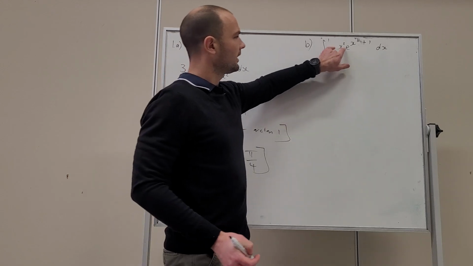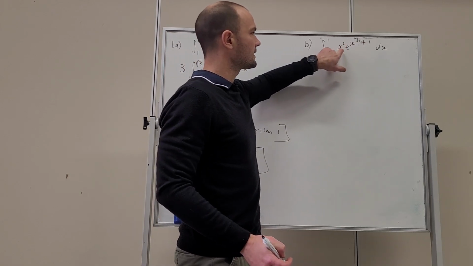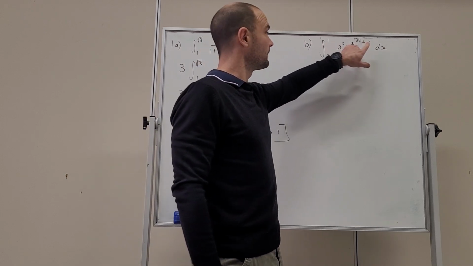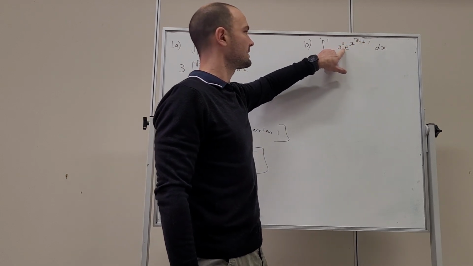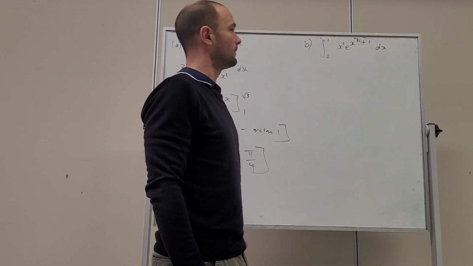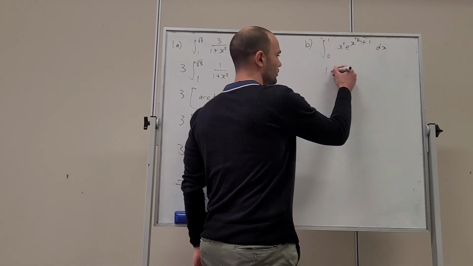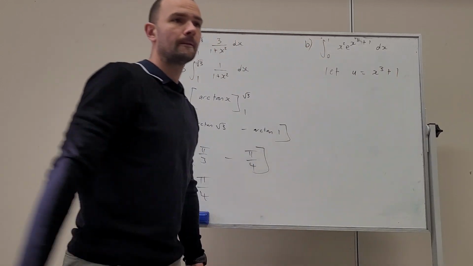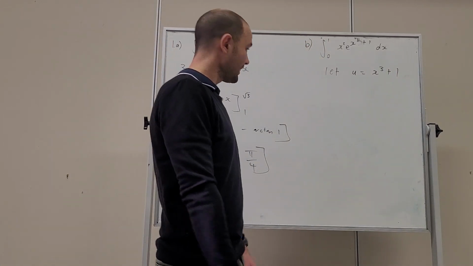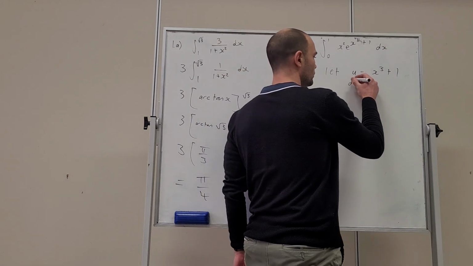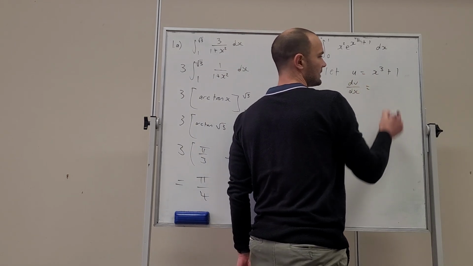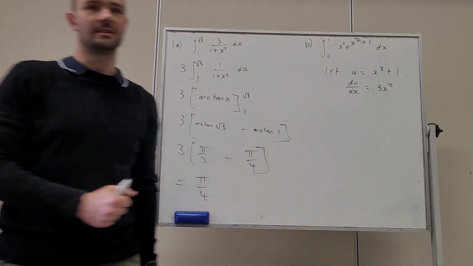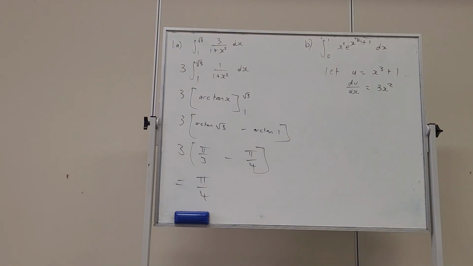But what we're doing is we're looking at that and seeing a relationship between these functions, such that this is some form of the derivative of this function. That's x to the 3, that's x squared, so this is a derivative of it. So we're going to let u equal x to the 3 plus 1. Then du on dx is equal to 3x squared. If we differentiate u, we'll get 3x squared.